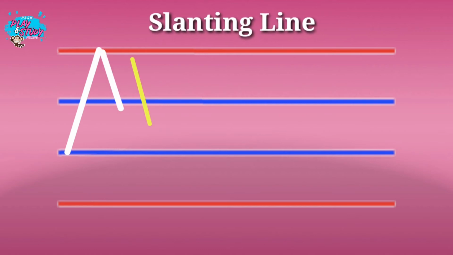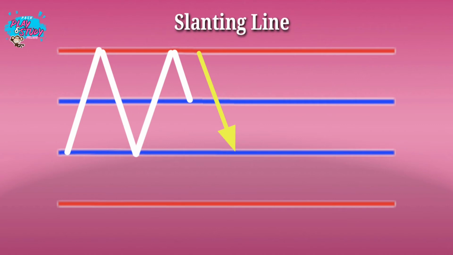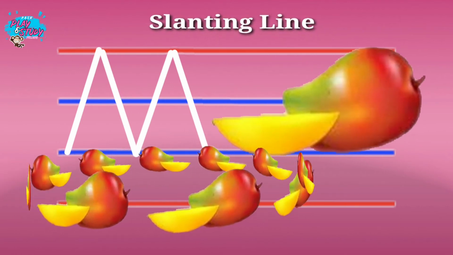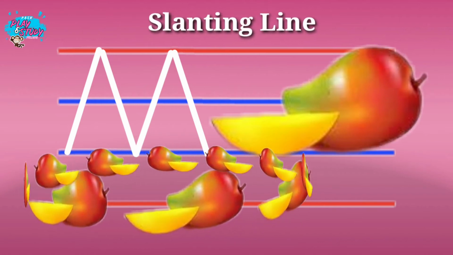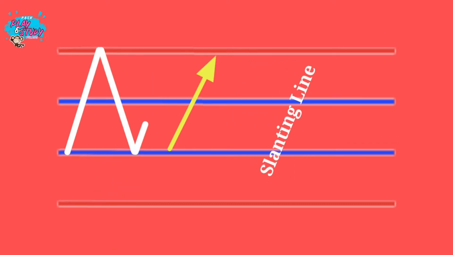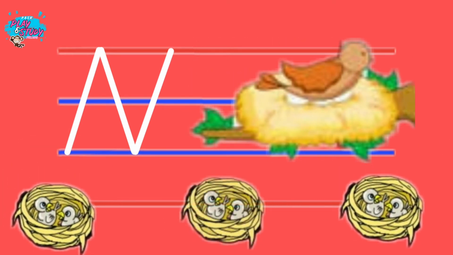Slanting line. M for mango. Slanting line. N for nest.